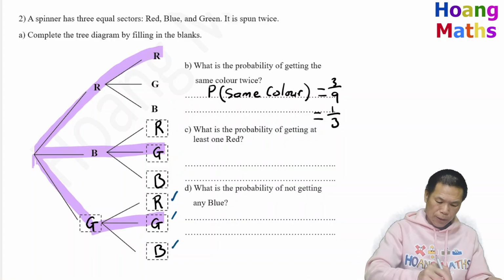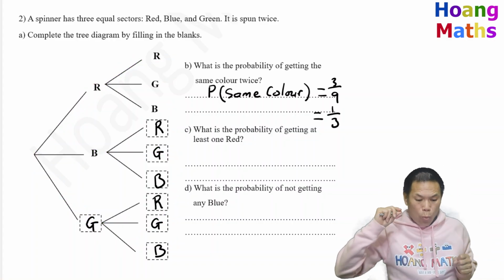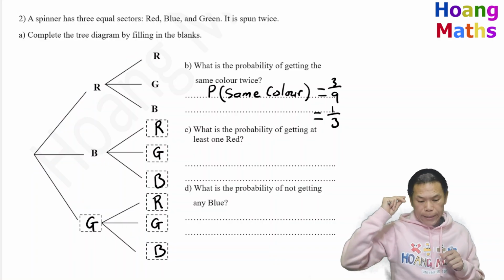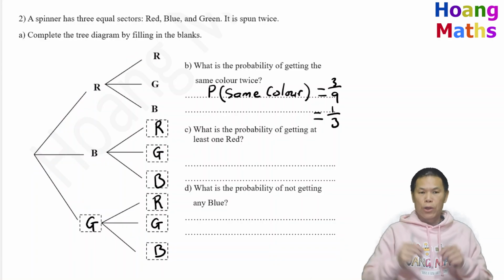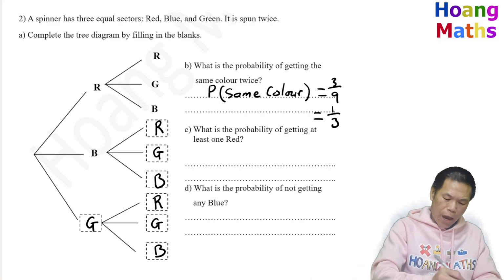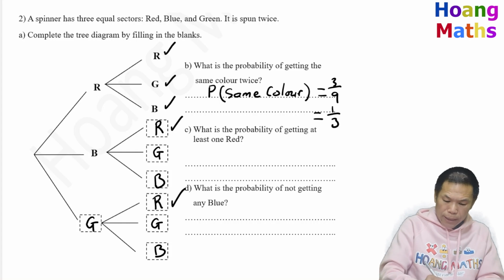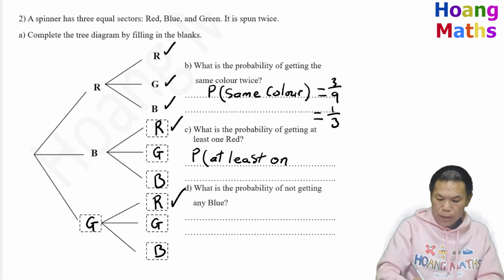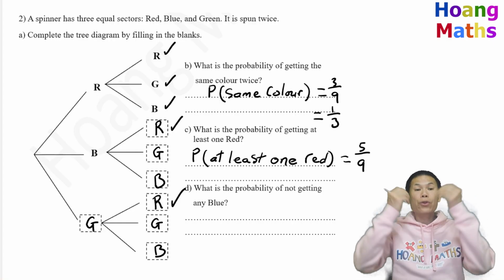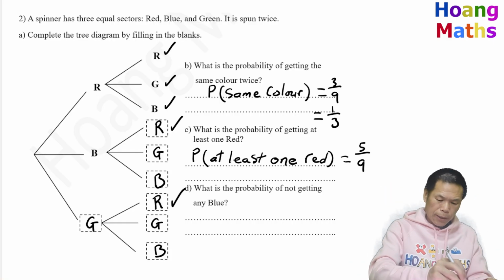Let me clear this first. Now, part C. What is the probability of getting at least one red? So at least one red means we have red red here, red green, red blue, or blue red and green red. So there you go. So let me write this down. Probability of at least one red is 1, 2, 3, 4, 5. So 5 out of 9. So there you go.